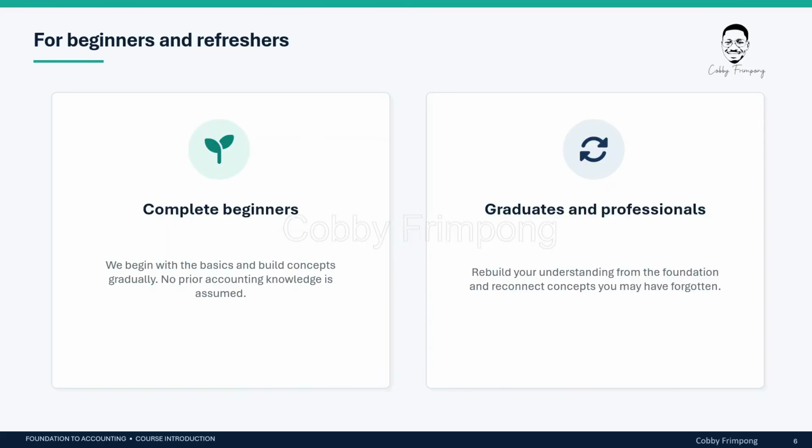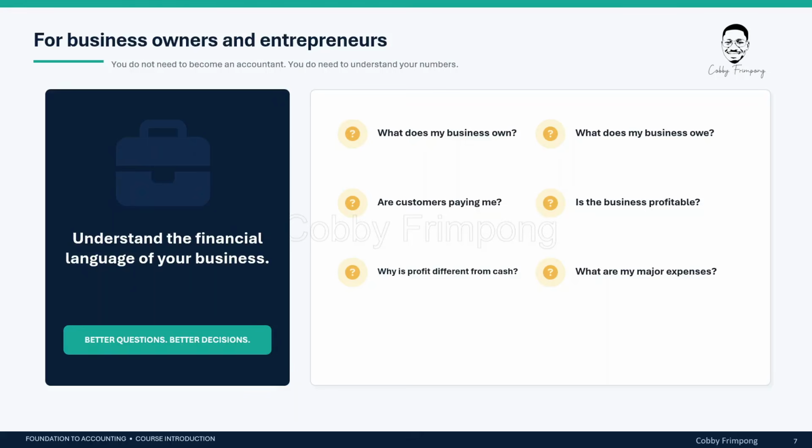For beginners and refreshers, if you've never studied accounting before, you are welcome. We will begin with the basics and build the concepts gradually. If you studied accounting some time ago and want to refresh your knowledge, this course can help you rebuild your understanding from the foundation.